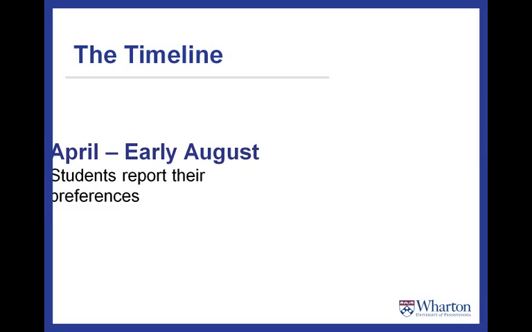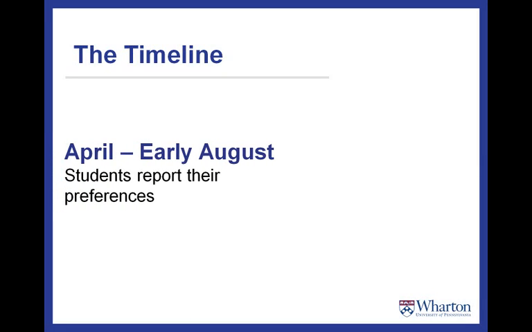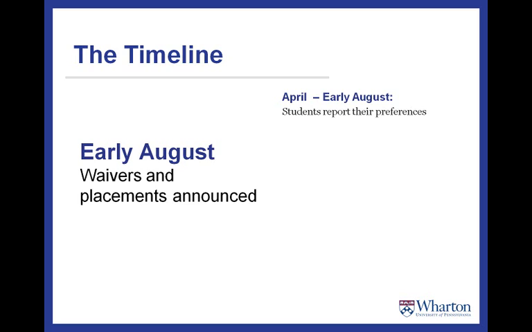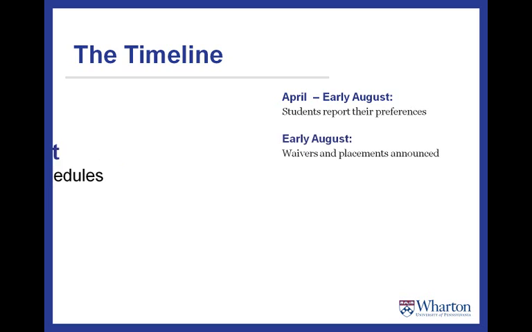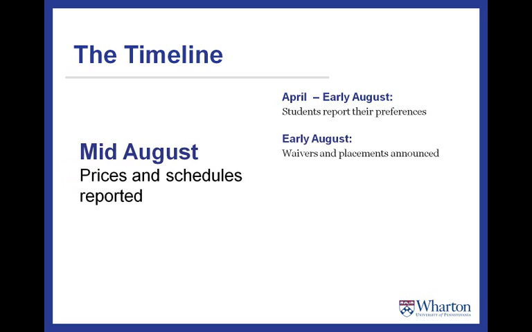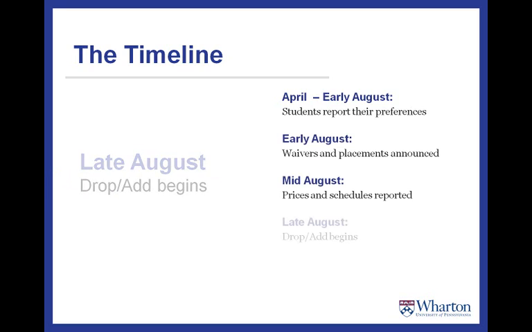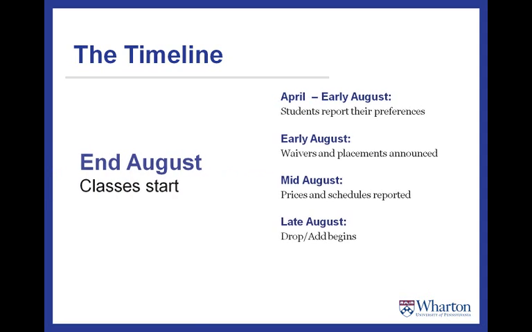The CourseMatch process begins in April when rising second years enter their preferences with in-depth training and guidance from the MBA Program Office team. They can make modifications to their preferences until early August. First-year students will learn about waiver and placement decisions in early August before the deadline for entering preferences. In mid-August, CourseMatch will report schedules. Shortly after that, the drop-add period begins. And finally, classes start.